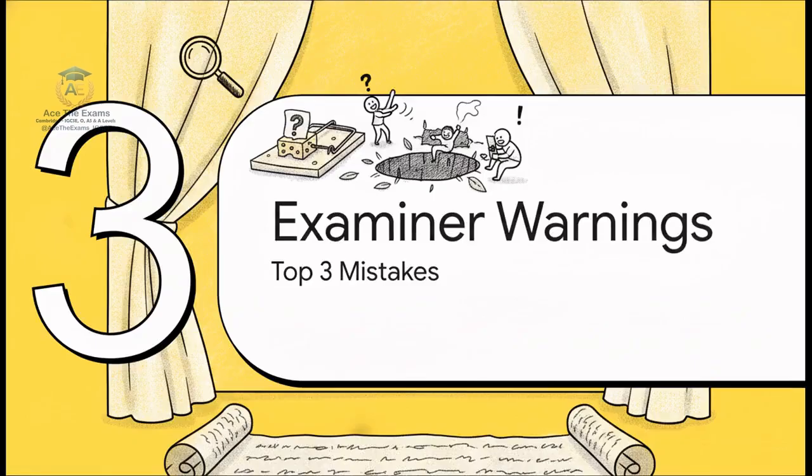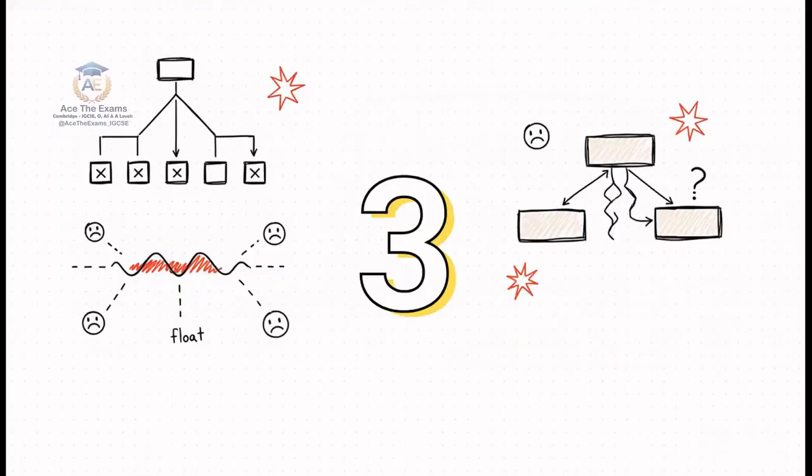All right, let's get into the warnings. The examiners have officially highlighted that there are 3, yes, exactly 3, critical recurring mistakes that cause students to absolutely hemorrhage marks when dealing with WBS, float, and dependencies.